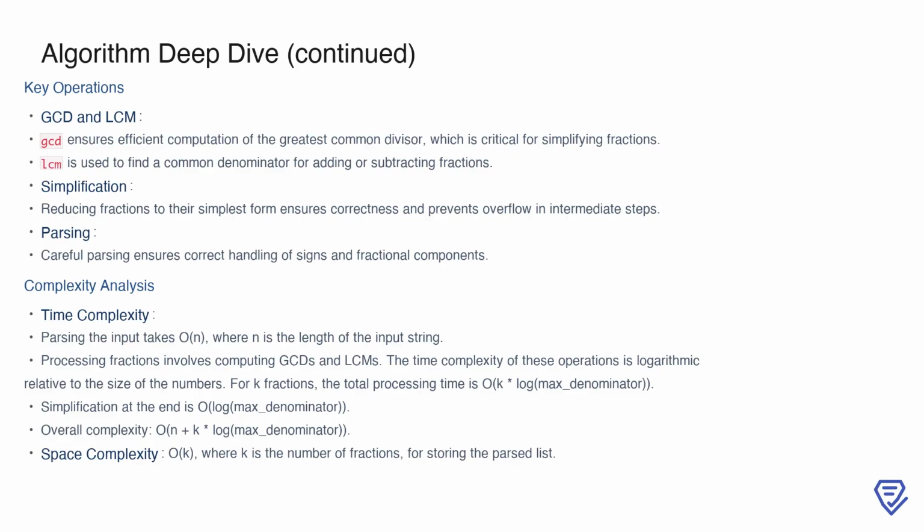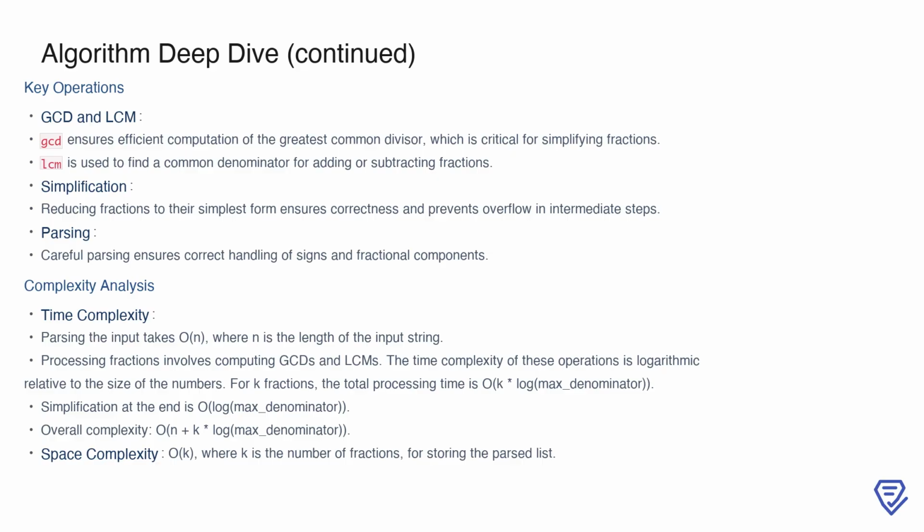Parsing is another critical step, as it guarantees accurate extraction of both the fractional components and their signs. From a complexity perspective, parsing the input string is linear in time, or O(n), where n is the length of the string. Processing each fraction, including GCD and LCM computations, has a logarithmic time complexity relative to the size of the numbers. For k fractions, this results in a total processing time of k*log max_denominator. Simplifying the final result adds an additional log max_denominator.